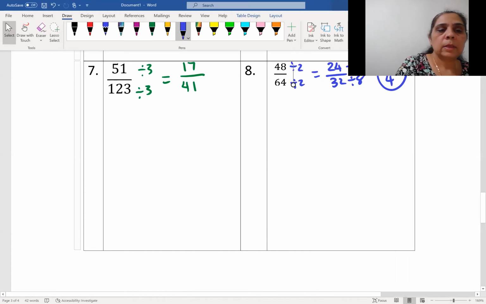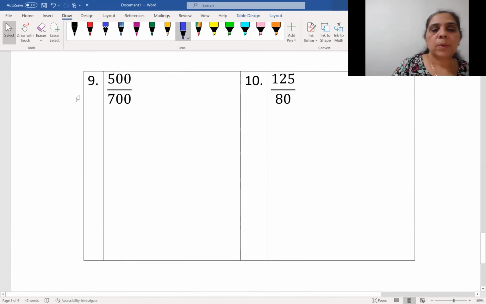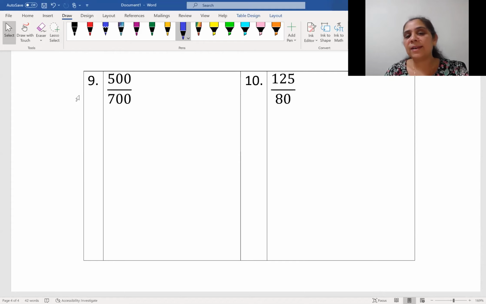Let's see number 9. We have 500 over 700. So here is another strategy I can show you. The last 2 digits are zeros, right? In both the numerator and denominator. Anytime you have a 0 at the end, you can just cancel it out, or you can say you can divide by 10. If we have 2 zeros at the end of both numerator and denominator, you can reduce by hundreds.